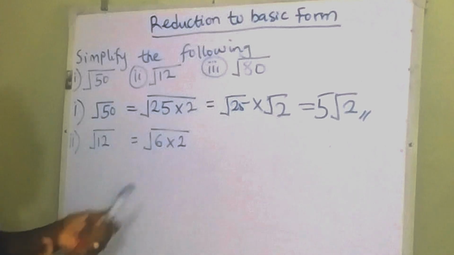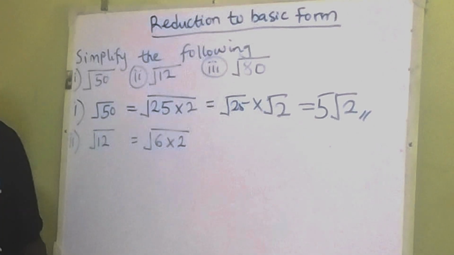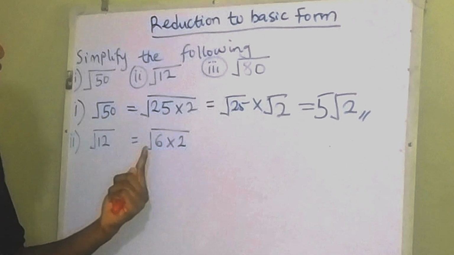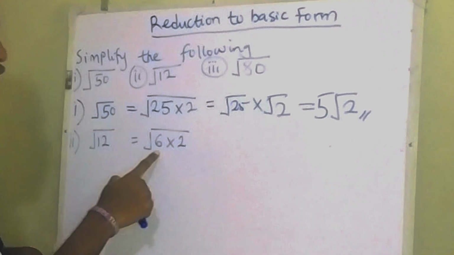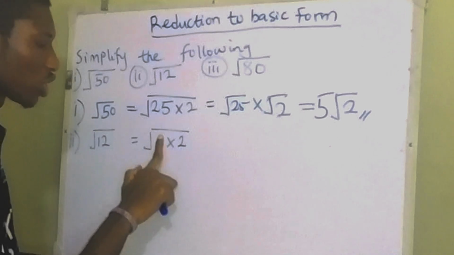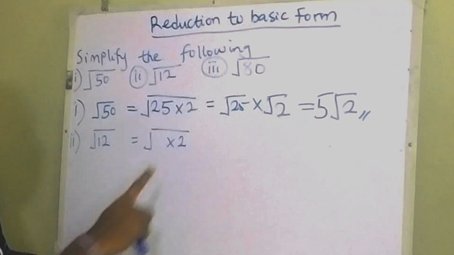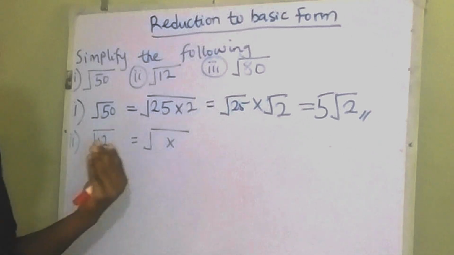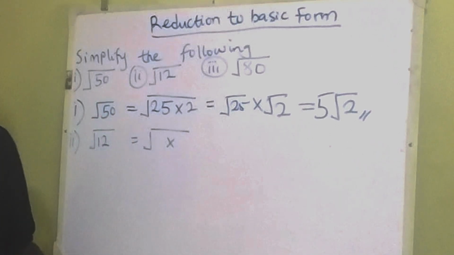Now, is 6 a perfect square? No, because there are no two integers that will multiply themselves to give us 6. So therefore, 6 cannot work. Obviously, 2 will not be able to work, because 6 times 2 are the only numbers that can multiply to give us 12. So what other number can we use? 3 is also a factor of 12.